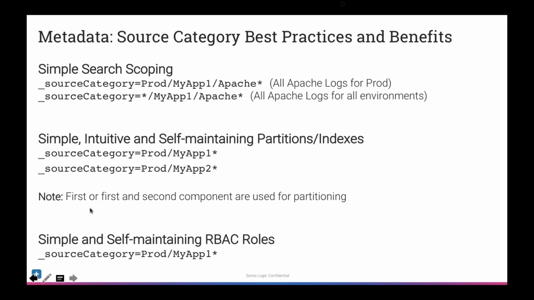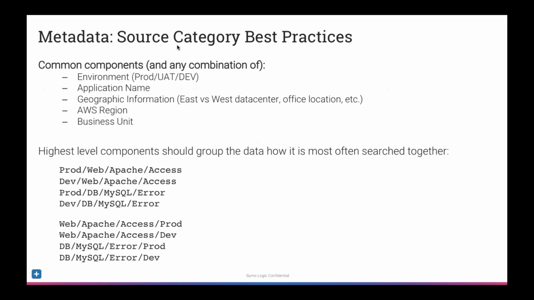Okay, and then the last one here, we also have role-based access control roles. So if you want to limit certain roles to only be able to see some type of data, for example, you want a role to not be able to see data for the second app, for my app2, you could do something like source category equals prod my app1, and that means you're only giving that role access to that kind of data itself. So again, creating a source category that is meaningful right off the start is going to make it a lot easier for you down the road.